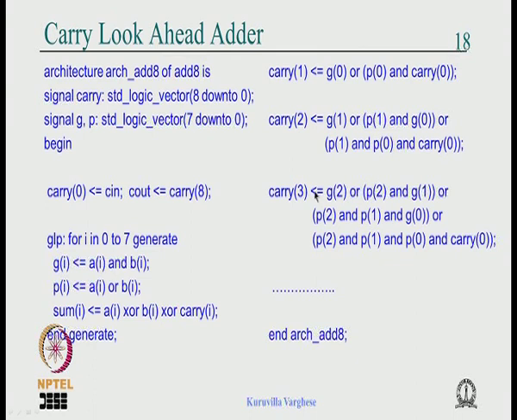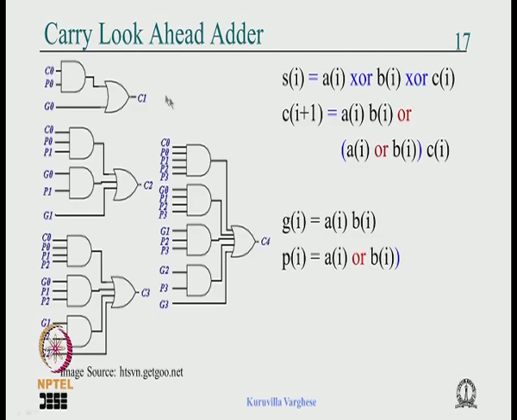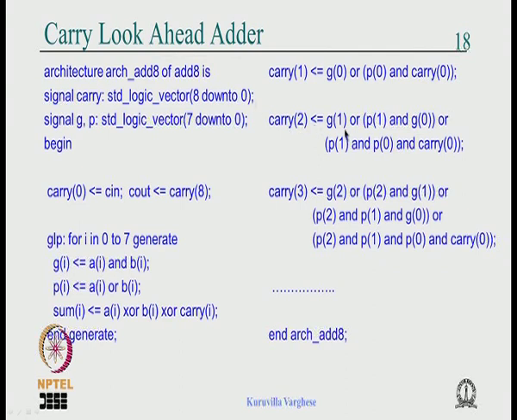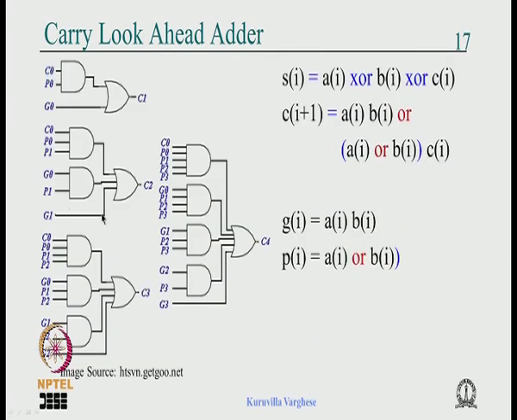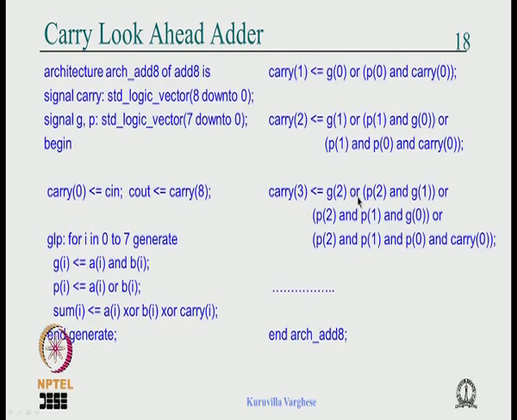Now we are forced to write each carry equation separately. Carry 1 is G0 or P0 and carry 0. That is shown here. Similarly carry 2 is G1 or P1 and G0, or P1 and P0 and carry 0. Similarly it goes on, and you have to write up to carry 7.